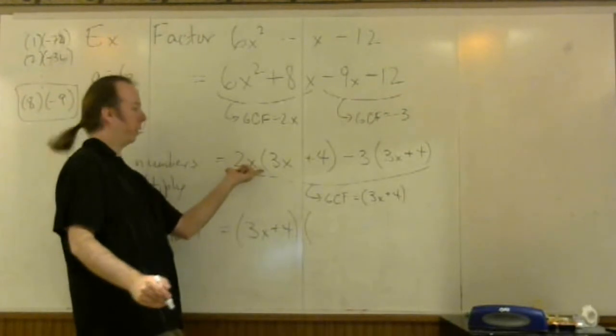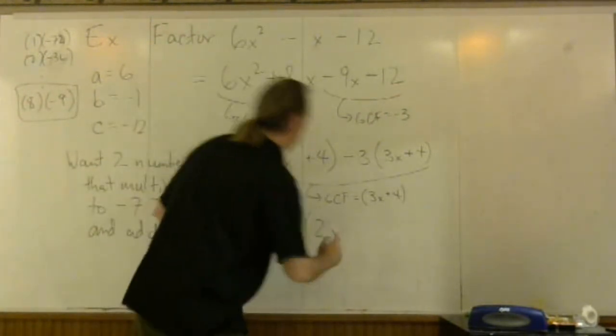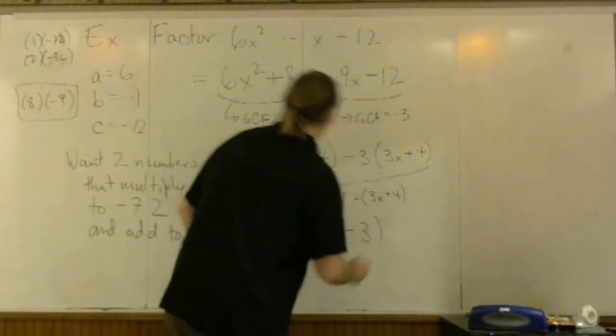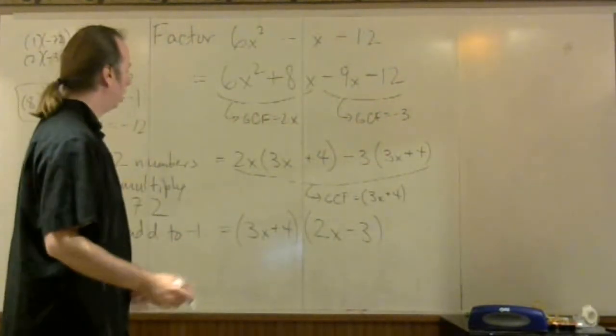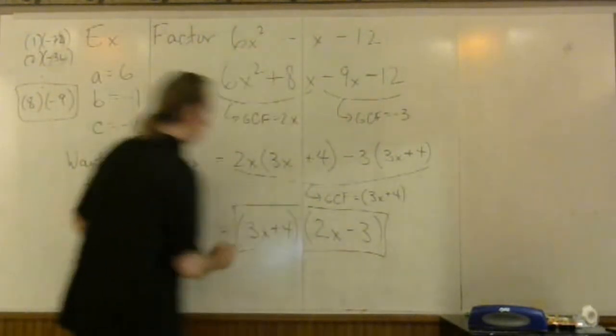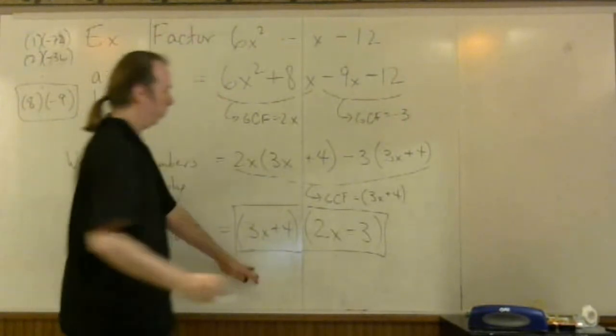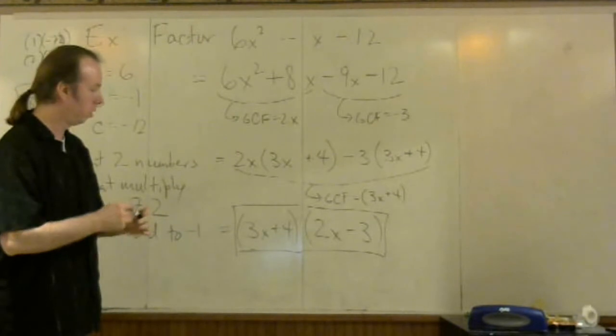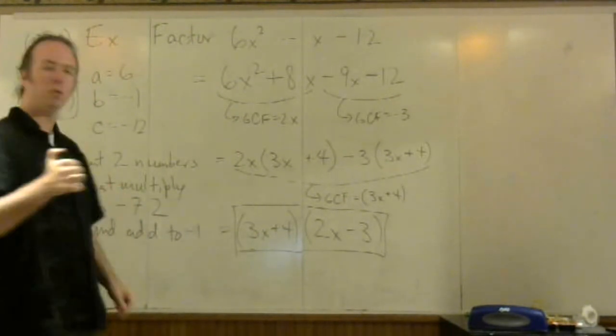From the first one, I'm left with 2x. From the second one, I'm left with minus 3. And that should be it. To double check this, I can FOIL it out, make sure I get back what I started. Alright then.